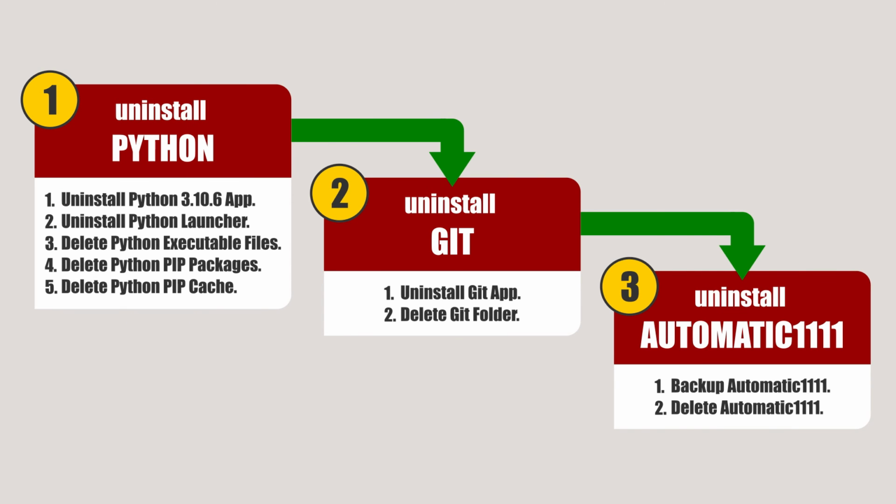Now you know how to completely uninstall Python, Git and finally Automatic1111. The Python process is the most involved of the three. The Git and Automatic1111 uninstalls are certainly quicker and easier. At least by the end of this whole process, you have a clean and complete uninstall of everything.